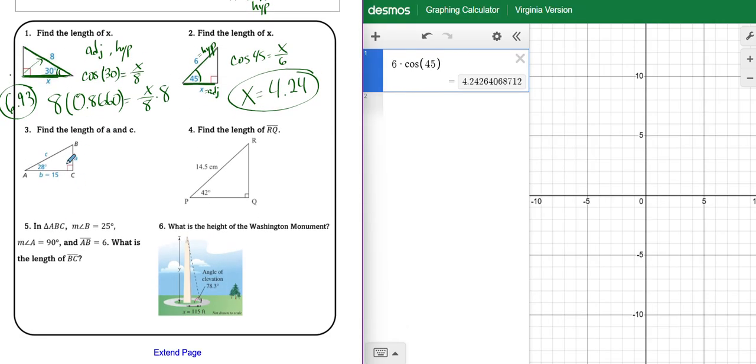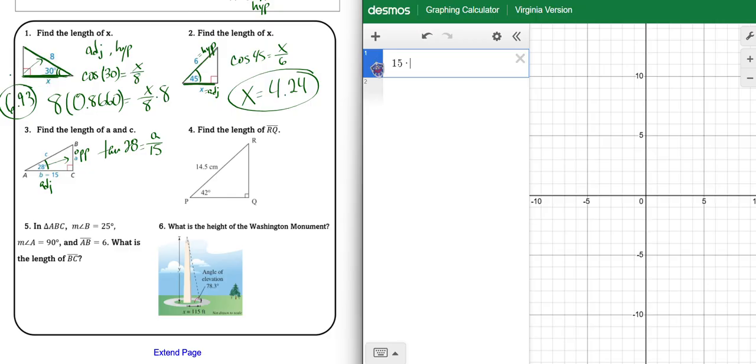All right, now we're going to find A and C. We're given B, and we're given this angle of 28. I'm going to find A first. So I'm looking for the one that's across from that angle, the opposite side, and we're given the adjacent side. You want to think about what trig function relates those two, the opposite and the adjacent. That is tangent. So we're going to do tangent of 28 equals the opposite, which is A, over the adjacent side, which is 15.